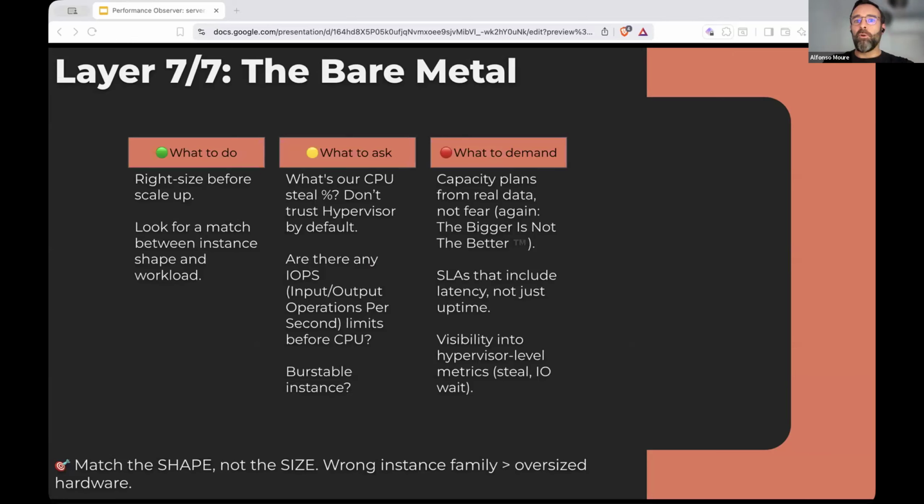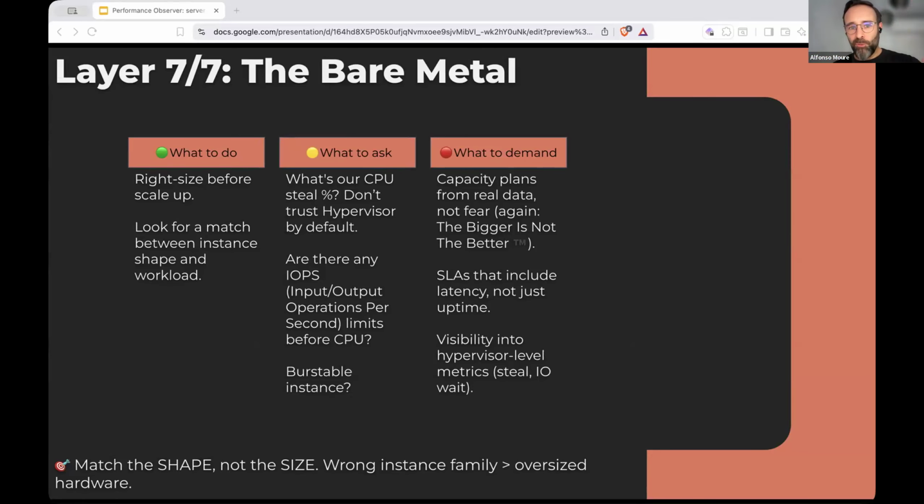So we enter the triage phase. In this case, what do we have to do? First, purchase the right size before scaling up. Look for a valid match between the instance shape and your workload. Do not try to overdo it. Of course, if you are in a hurry, of course, do that. But please think before paying more to Google and Amazon. They have enough money already.